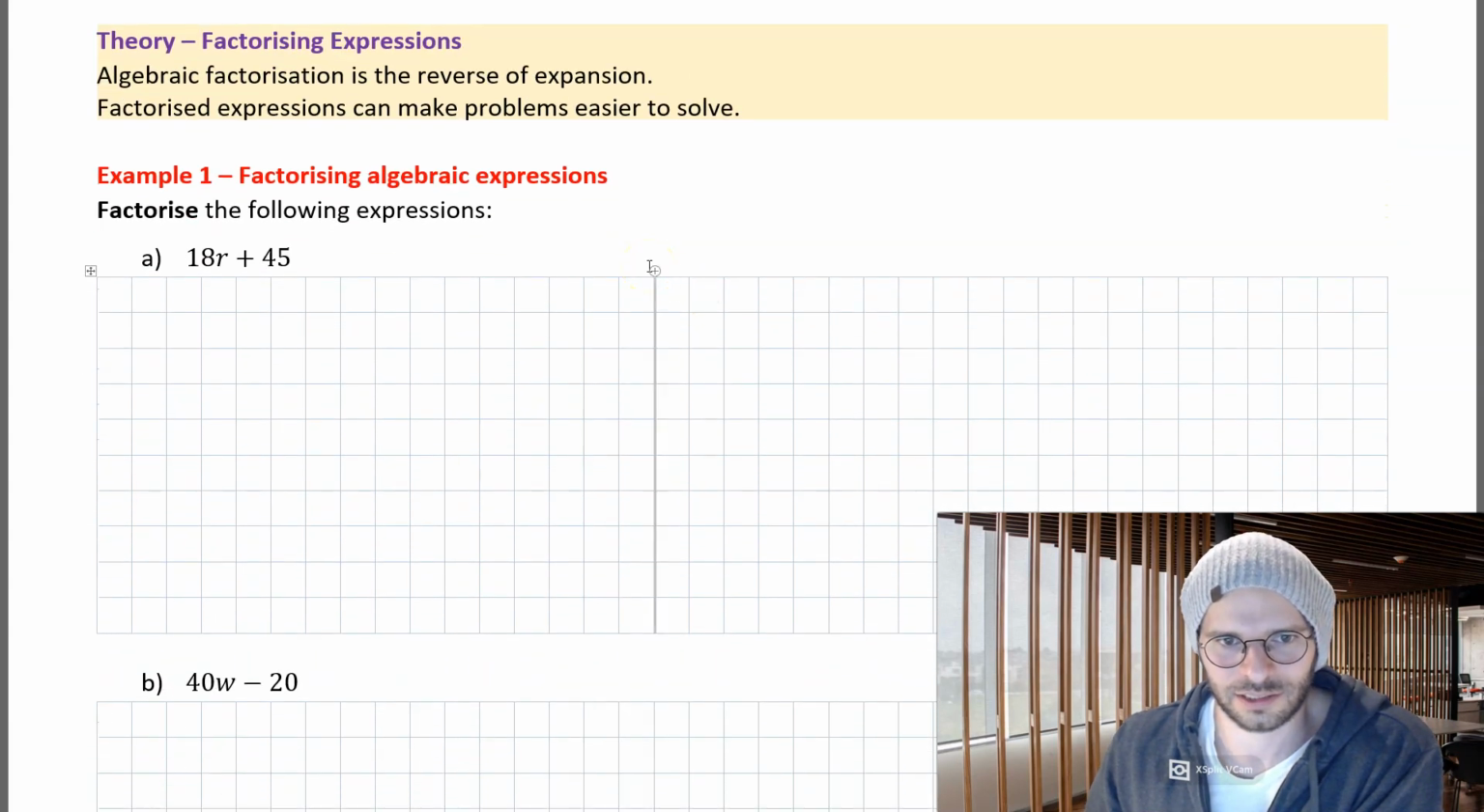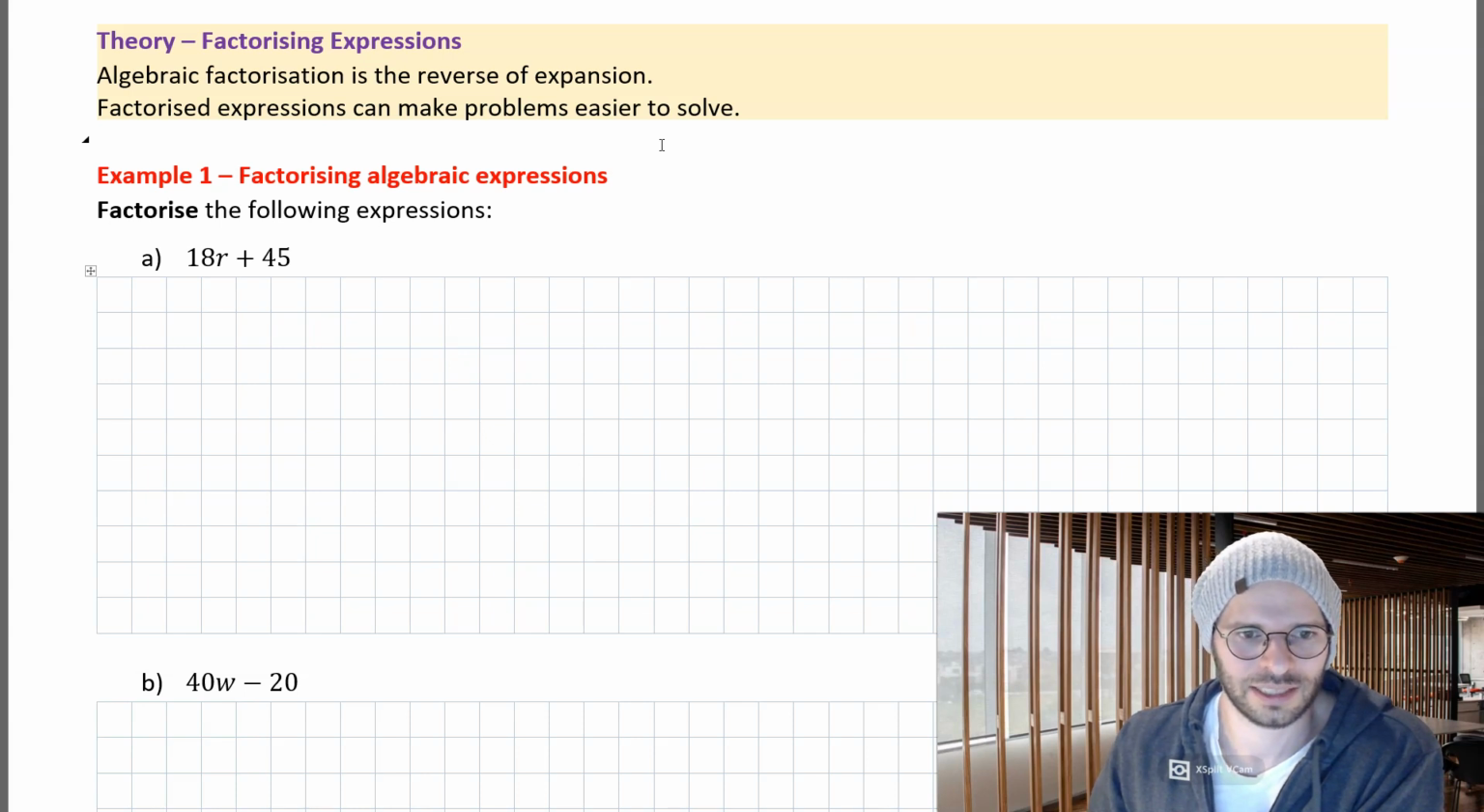Algebraic factorization is the reverse process of expansion, where in the past you've been given expressions containing brackets and told to expand outwards. In this instance, you're going to be given expressions like the one shown over here and told to rewrite it in terms of brackets.